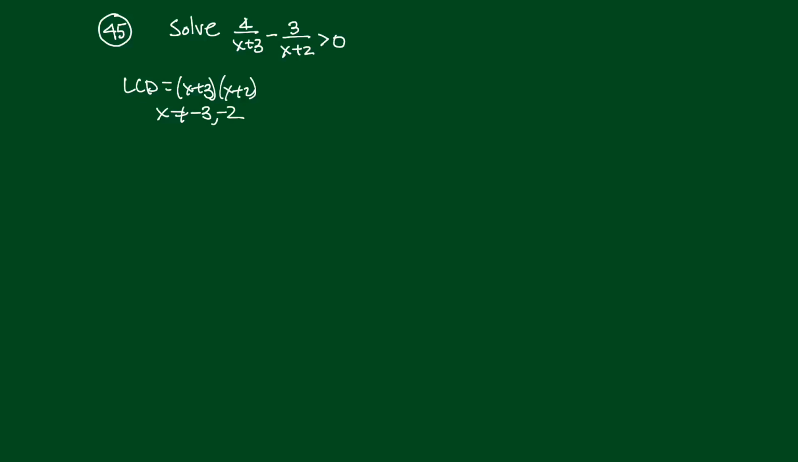Now, if this were an equation, which it is not, but if this were this equation right here, 4 over x plus 3 minus 3 over x plus 2 equals 0, we would take that LCD and we would write it next to every original term, right? We would write it here, here, and here. That is, we're multiplying both sides by the LCD. But this is not an equation.